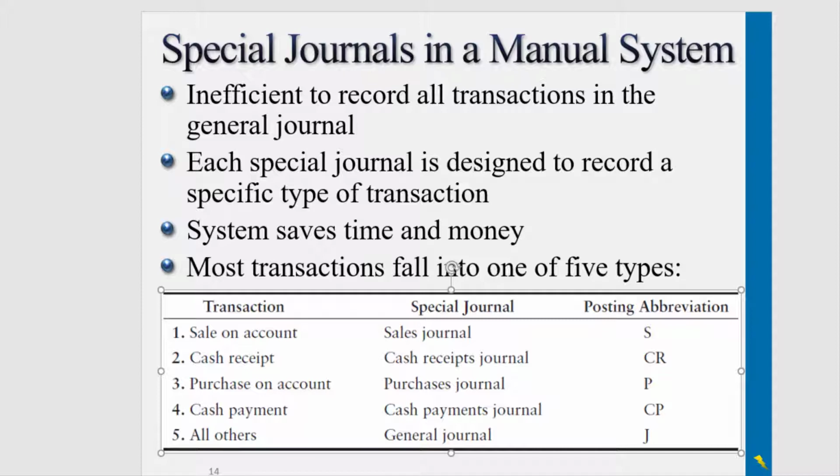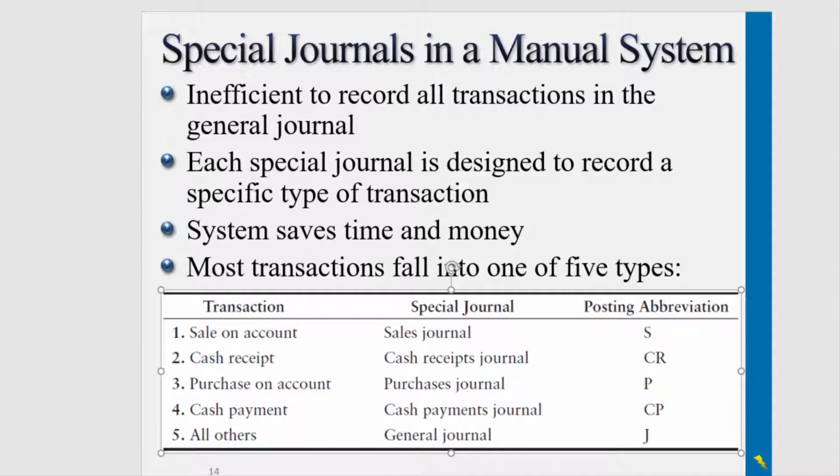For example, the sales journal will only contain sales on account. The cash receipts journal, you use anytime you receive cash. The purchases journal is only for purchases on account, and the cash payments journal is used anytime you pay cash. It's kind of like a check register. But all other types of transactions are still going to go to the general journal.